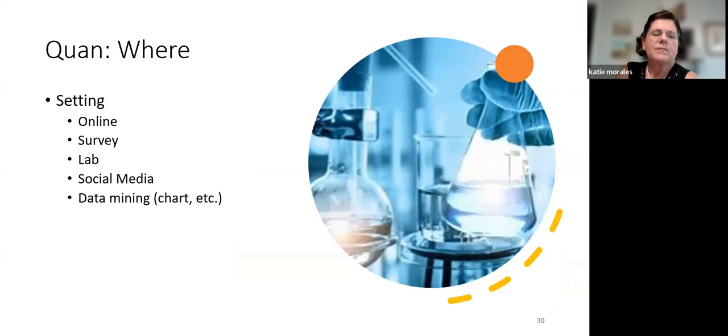For quantitative, we have a good bit of flexibility. It can be online, it can be a survey, in the lab, through social media. And now you're seeing more and more data mining, where you might get these mass sets of data to run your own questions on, or with medical research looking at charts.